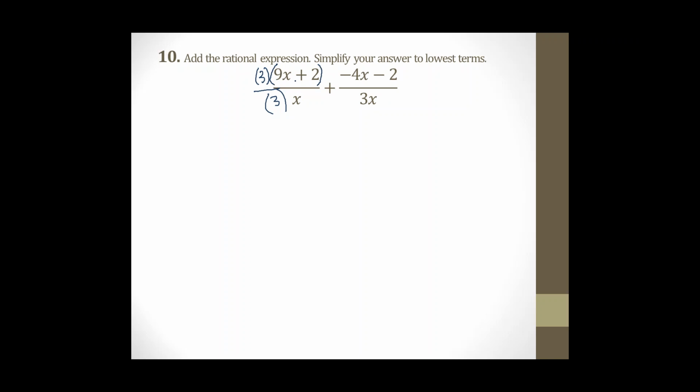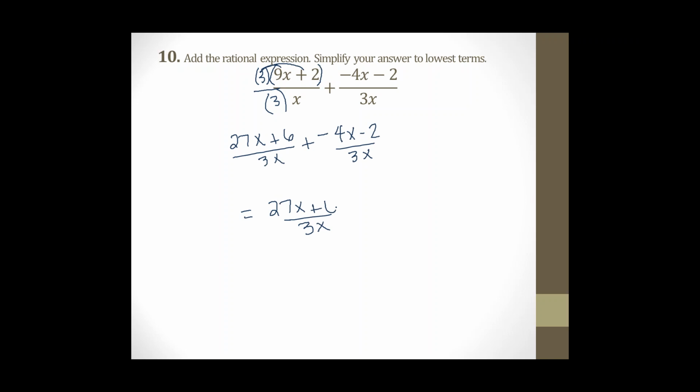So 3 times 9x is 27x. 3 times 2, of course, is 6 over 3x. And then we're going to add that to negative 4x minus 2 over 3x. So this is our goal, to get common denominators, and we've got them. So we're going to just keep that denominator that we worked hard to get, and then combine the top.